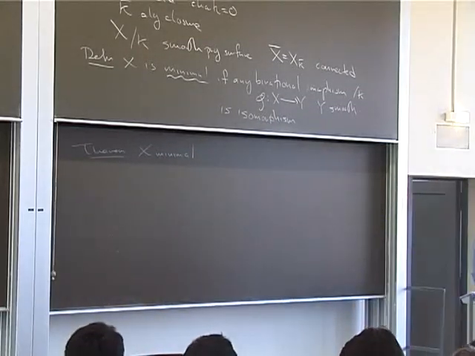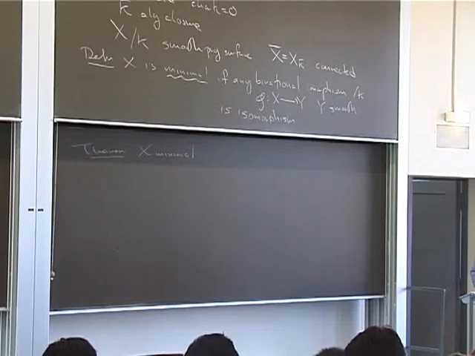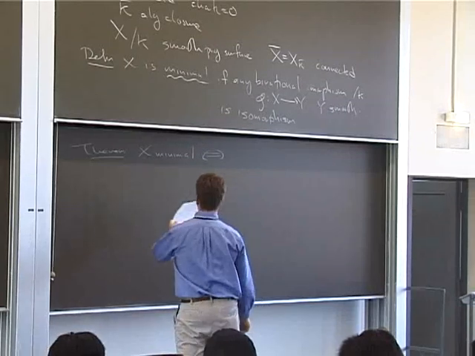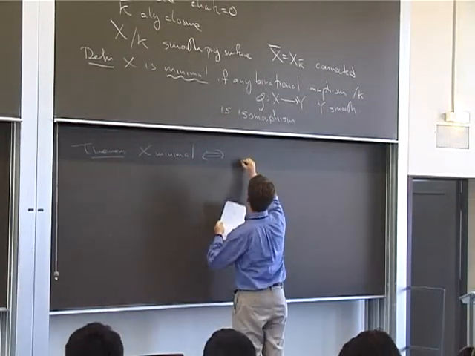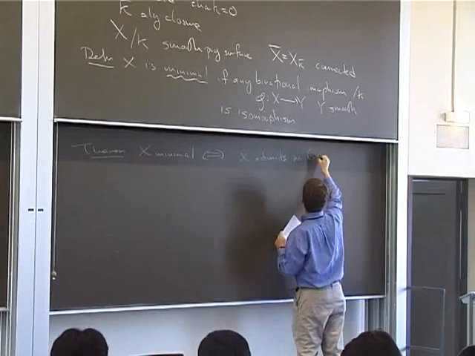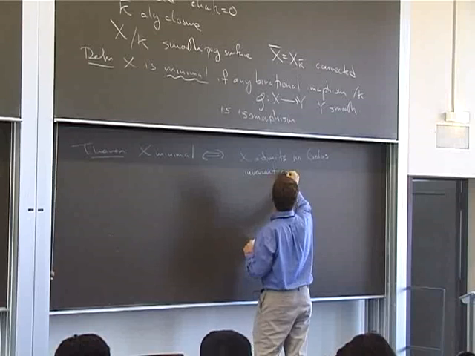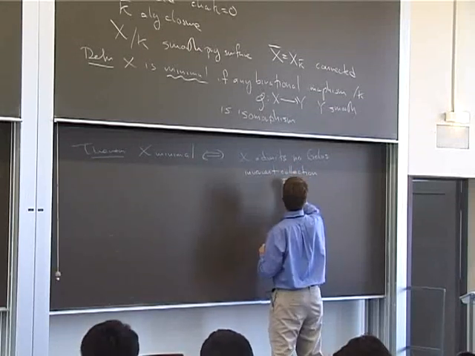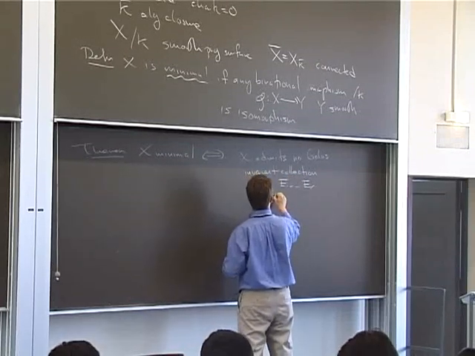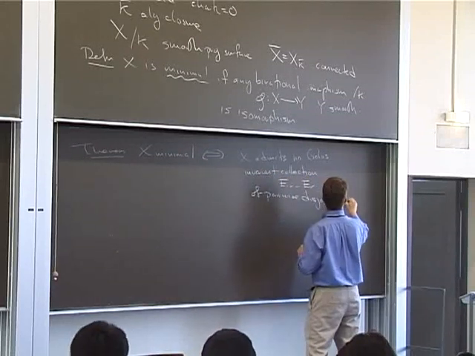Remember, if X is over an algebraically closed field, it's minimal if and only if it has no -1 curves. Here, we need to account for the action of the Galois group. We need to say that X admits no Galois invariant collection E1 through Er of pairwise disjoint -1 curves.